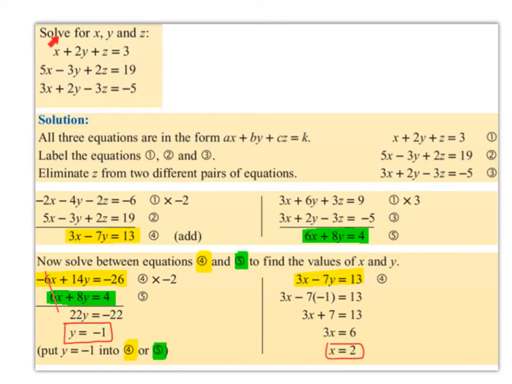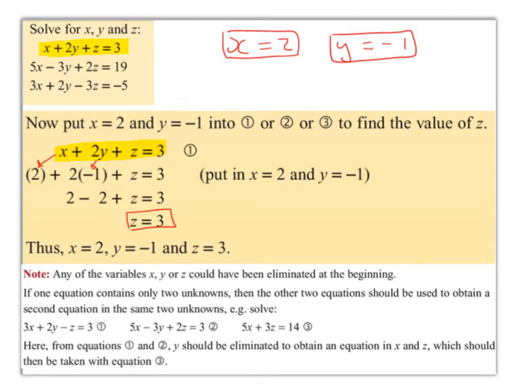So we were asked to solve for x, y, and z. We found y. We found x. Now we need to find z. So now we can choose any of the original equations to sub in our x and y values. So we're going to go with the top equation, but it doesn't matter which one you choose. So remember, we got x to be 2 and y to be minus 1. So now we put x equals 2 and y equals minus 1 into equation 1 or equation 2 or equation 3 to find the value of z.